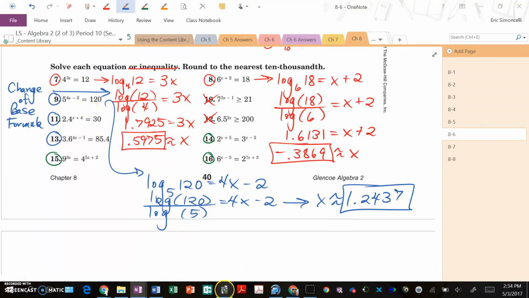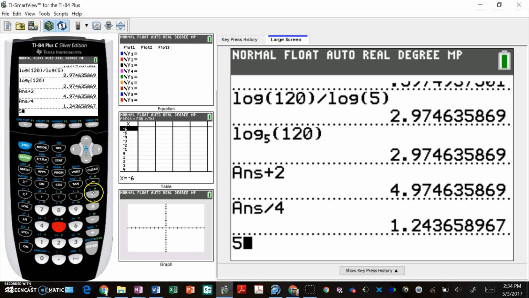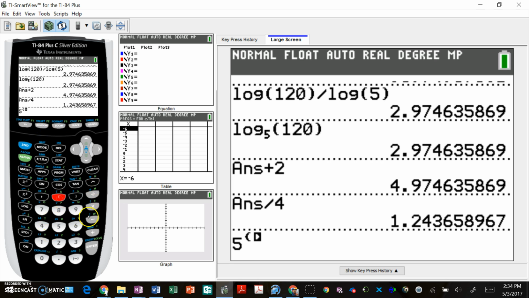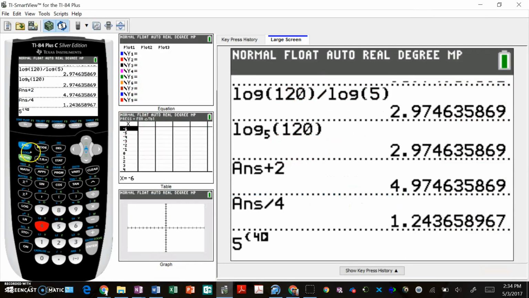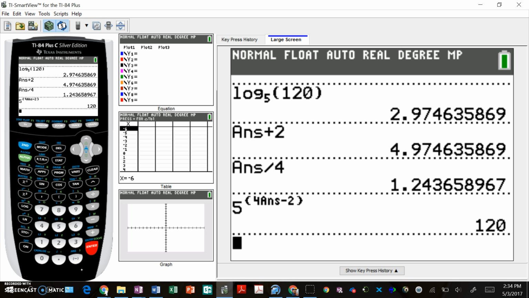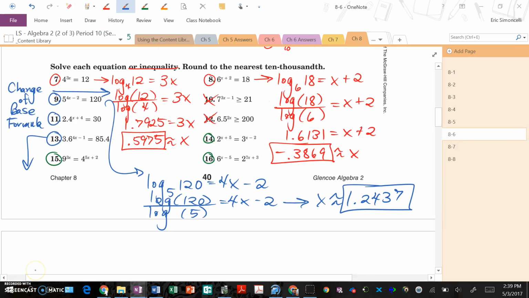So let's take our answer, saying that 5 raised to the, and I'll use parentheses because everybody doesn't have the exact same calculator as I do. 5 raised to the, 4 times answer, I'll hit second answer, minus 2. Before I hit enter, go ahead and type that in as well. 5 raised to the 4 times answer minus 2, it should be, and it is, 120. Okay, so let's take a look.